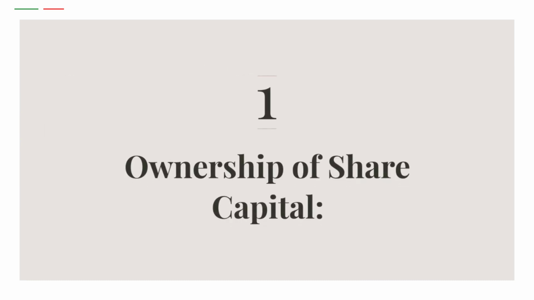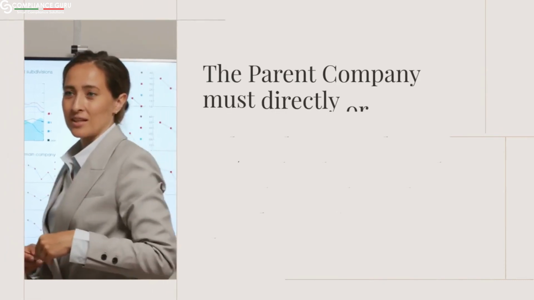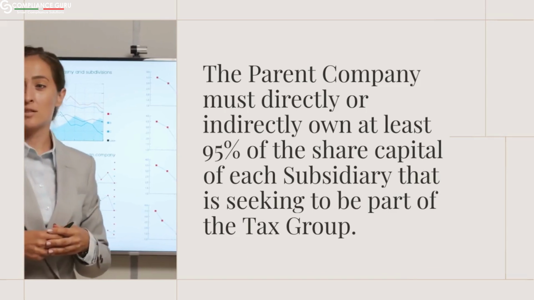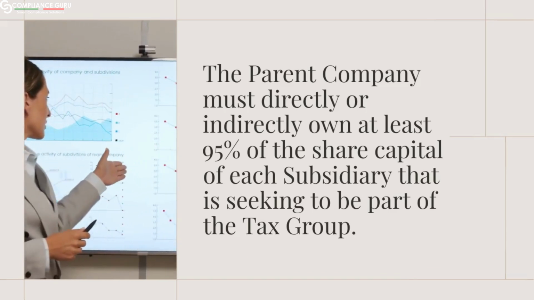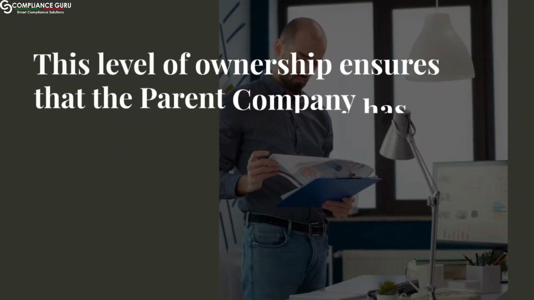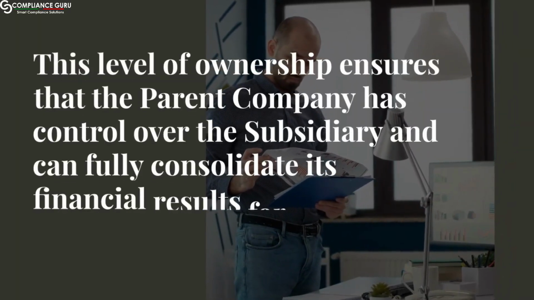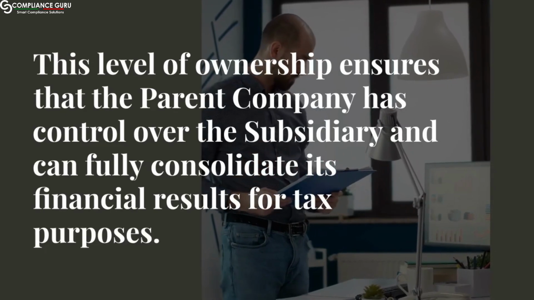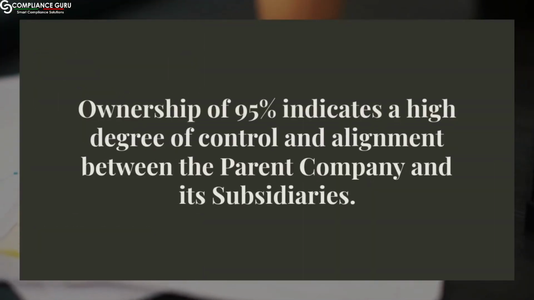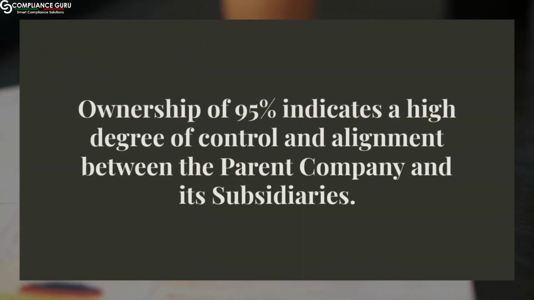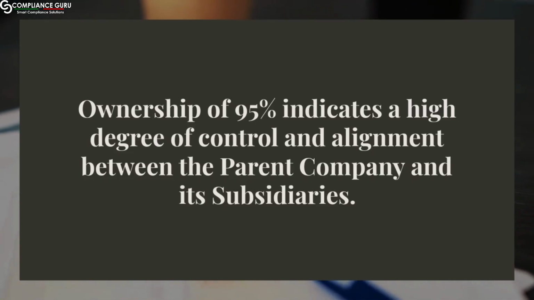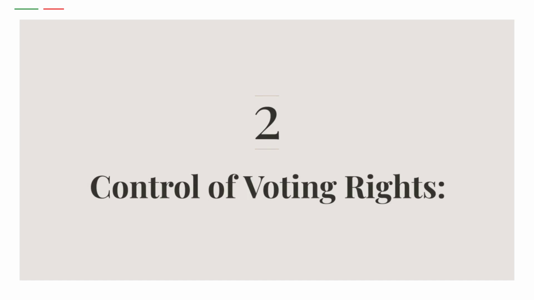1. Ownership of share capital. The parent company must directly or indirectly own at least 95% of the share capital of each subsidiary that is seeking to be part of the tax group. This level of ownership ensures that the parent company has control over the subsidiary and can fully consolidate its financial results for tax purposes. Ownership of 95% indicates a high degree of control and alignment between the parent company and its subsidiaries.